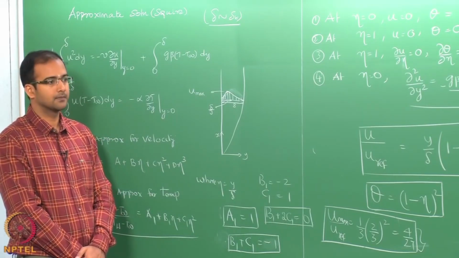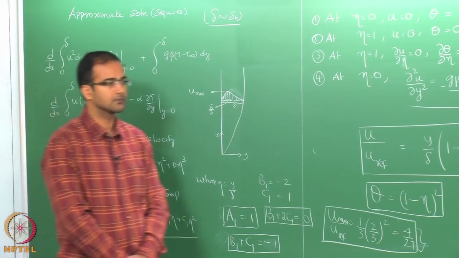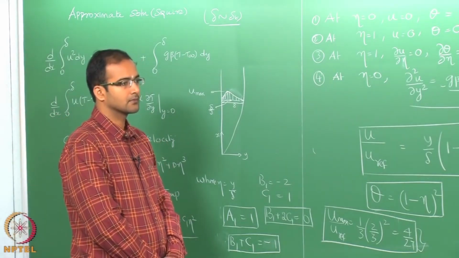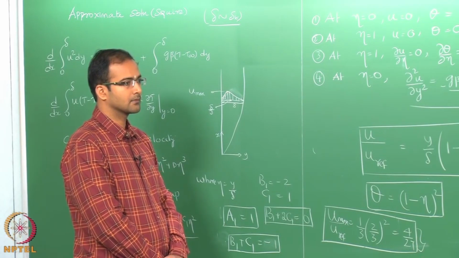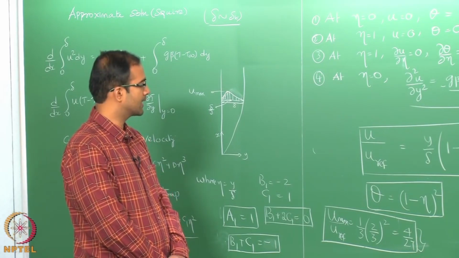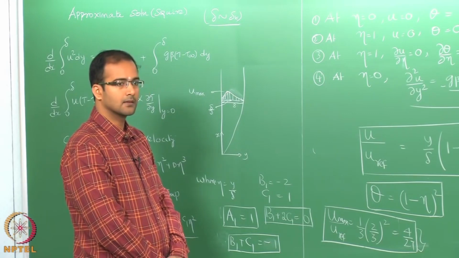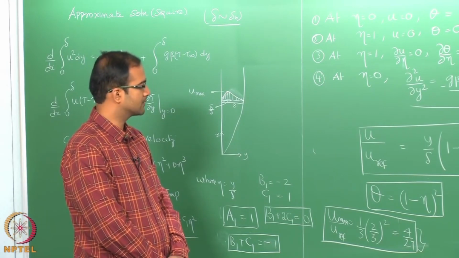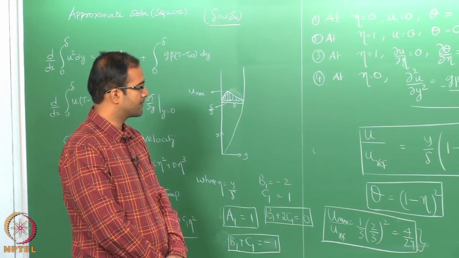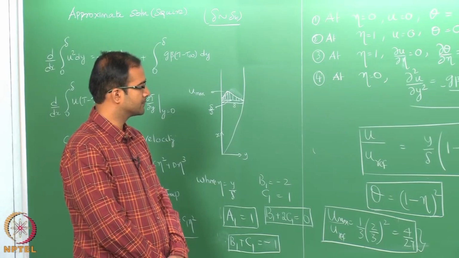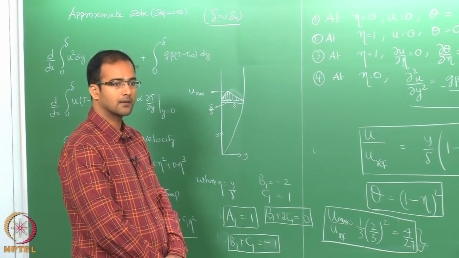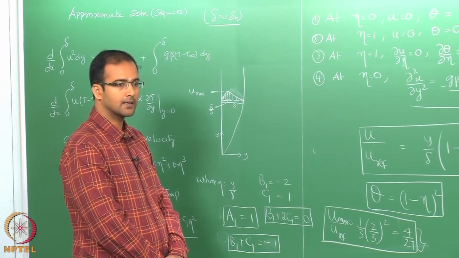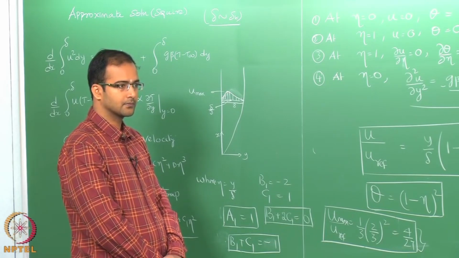Sir, but for eta equal to 1 by 3, if we take the d square f by d eta square, it is coming out to be positive. So, it will be a minimum, right? It should come out to be negative. Does it come out to be positive? It should come out to be negative. Yeah, it's negative.